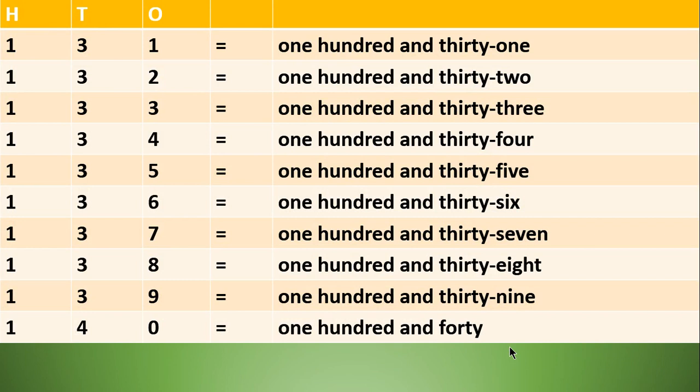Now let's start from 131 to 140. Now we have just changed 3, like 30. Last time we were doing over here 20. So it is ONE 1, HUNDRED 100, and THIRTY 30, and ONE 1. So it is 131. It is similar to the one we have done previously.